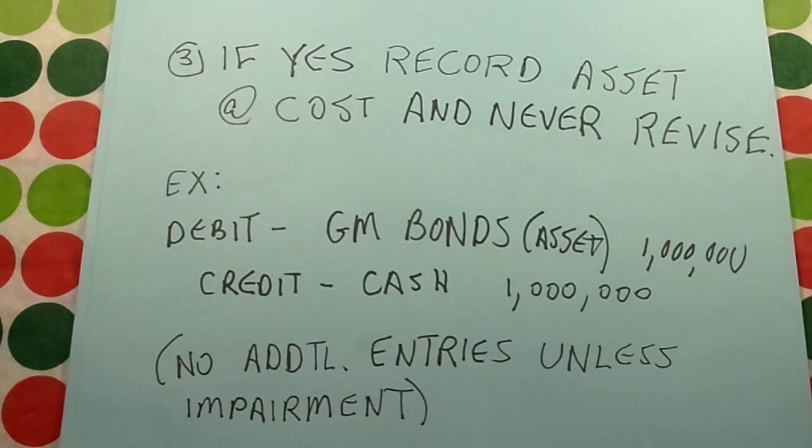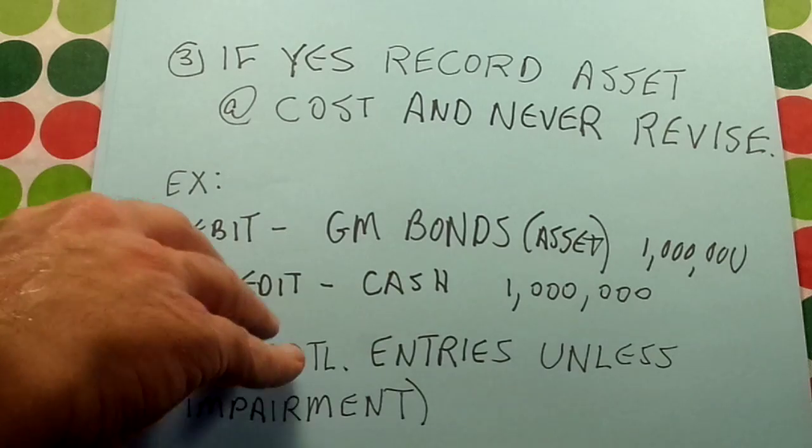No additional entries will occur unless at some point this investment goes bad and there's some damage to the asset value. And I want to tell you, as you deal with intermediate accounting, that general rule, if there's impairment, if there's damage to the asset, we always revise. There's no condition where you wouldn't revise if you knew the asset was worth less than you paid for it. So only thing that would cause us to change a held to maturity investment would be impairment.